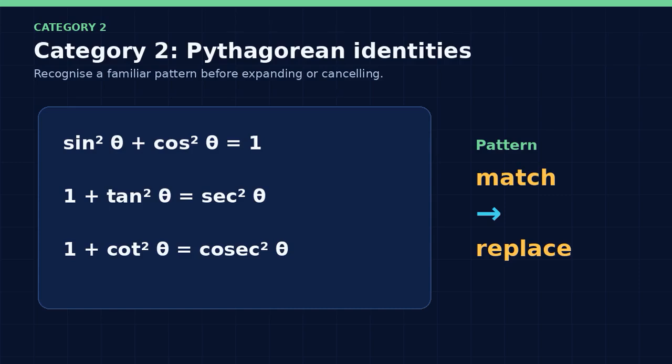Recognize a familiar pattern before expanding or cancelling. The 3 formulas are sine squared theta plus cosine squared theta equals 1, 1 plus tangent squared theta equals secant squared theta, and 1 plus cotangent squared theta equals cosecant squared theta.